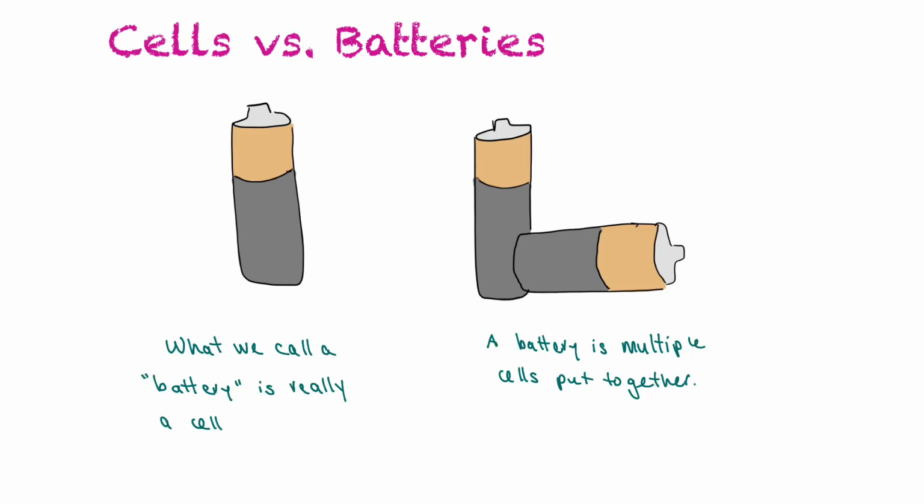So cells and batteries are similar but different. What we tend to call a battery is really a cell. A AA battery is actually a cell, not a battery. When you combine them into multiples, which is usually what you have to do in a circuit, those would be called a battery. So a battery is multiple cells put together. One battery is a cell, and multiple cells make up a battery, if you understand what I mean.